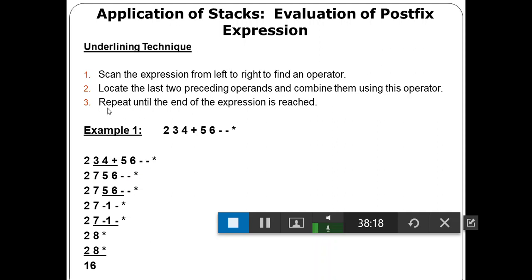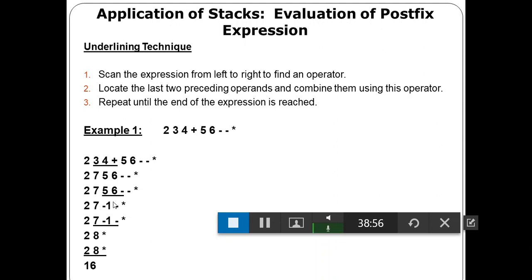Again repeat until the end of the expression is reached. Again you need to move forward now. Now you have 2, 7, 5, 6 minus minus star. Okay, so 2 is not an operator now, 7 is not an operator, 5 is not an operator, 6 is not an operator, minus is an operator now. So minus will be applied on the previous 2. What are the previous 2 with minus? 5 and 6. So 5 minus 6. 5 minus 6 will be what? It is minus 1. Okay, so you have 2, 7.